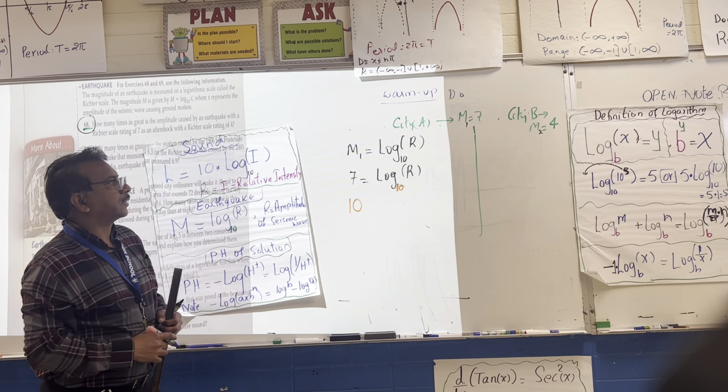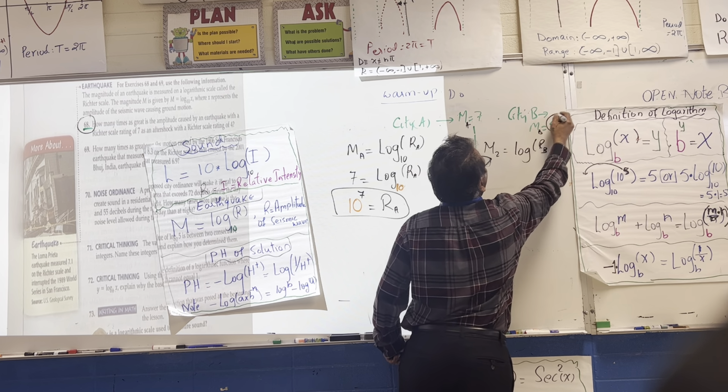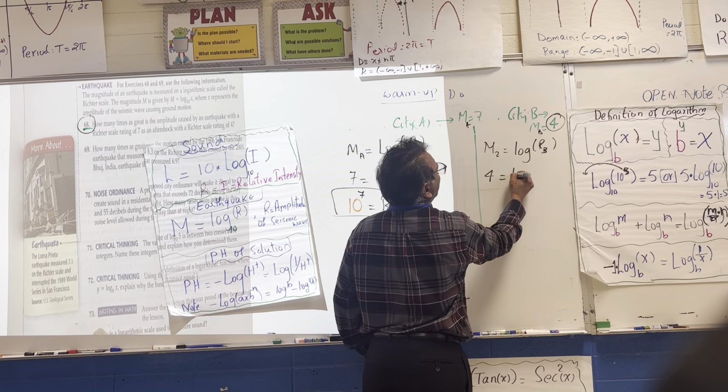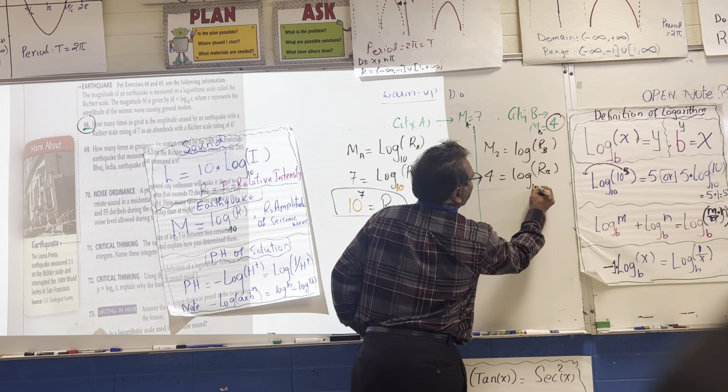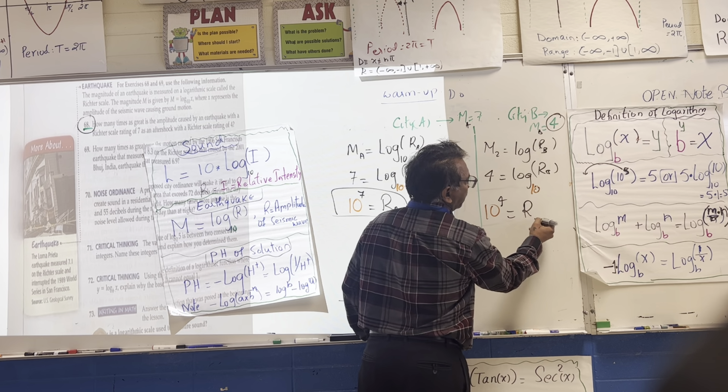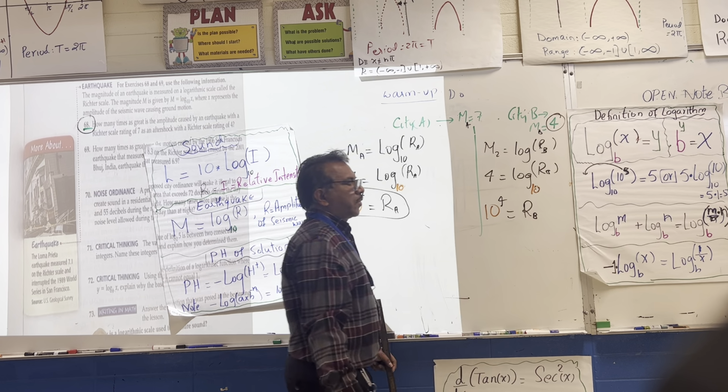This is the first part. And the second part is city B. So I'll write M2 is logarithm of the second city, city B. So this is A and B. The second one given to you is 4. So 4 equals logarithm of RB to the base 10. Any questions? Then you change the same way. The base is 10. So 10 raised to 4 is the intensity of the earthquake in city B.